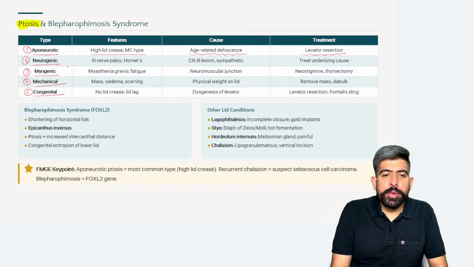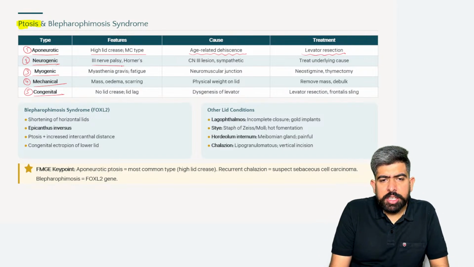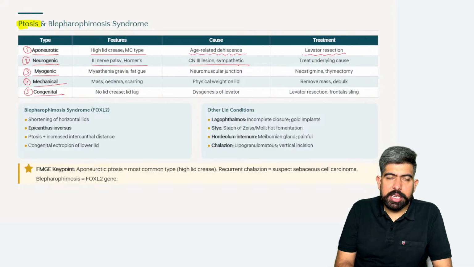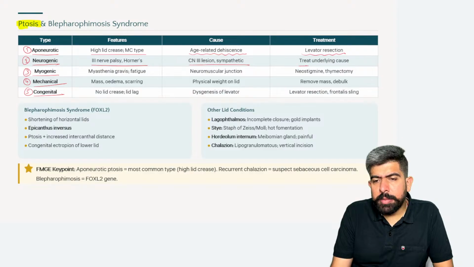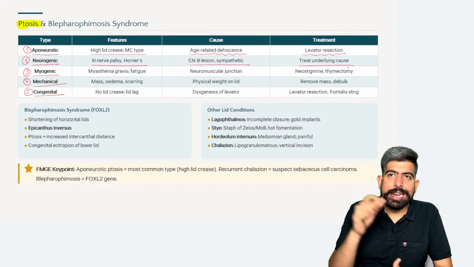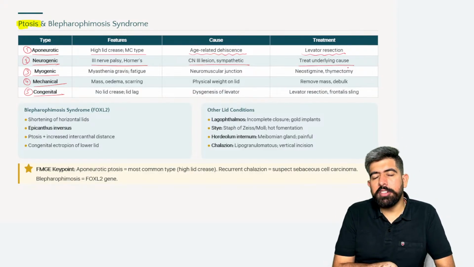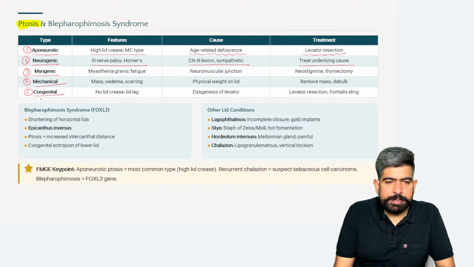The second one is the neurogenic, where third nerve palsy or Horner syndrome are the features. A lesion of the third cranial nerve or a sympathetic chain lesion can cause it, and please remember we have to treat the underlying cause. If it is a third nerve lesion, we have to treat that. If it is a sympathetic chain lesion, we have to treat that.